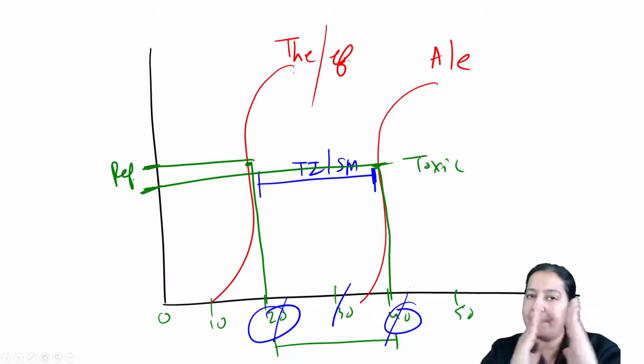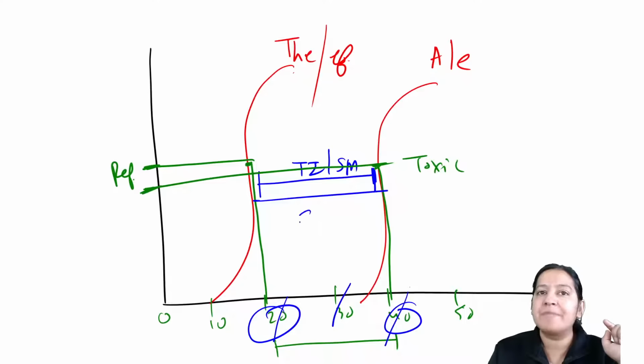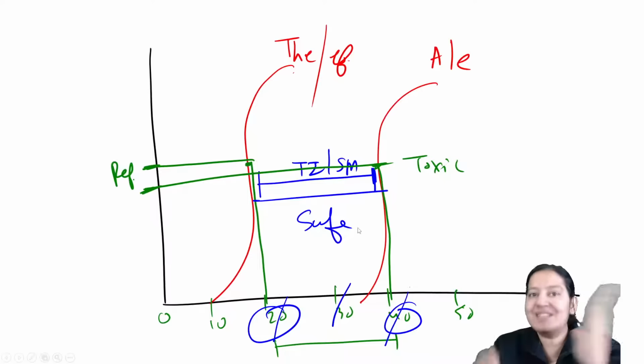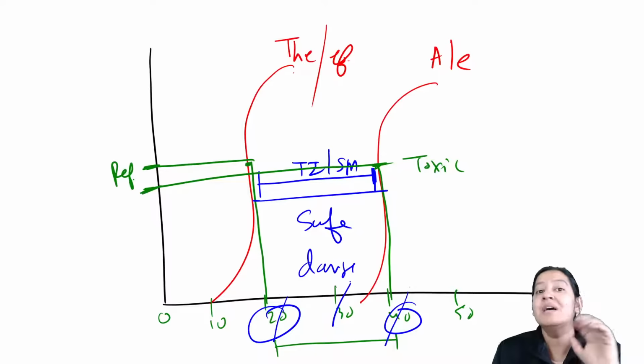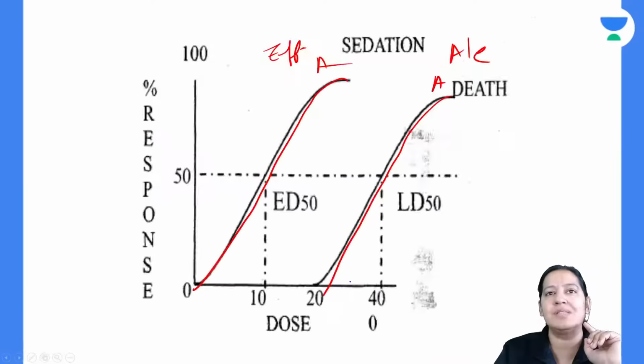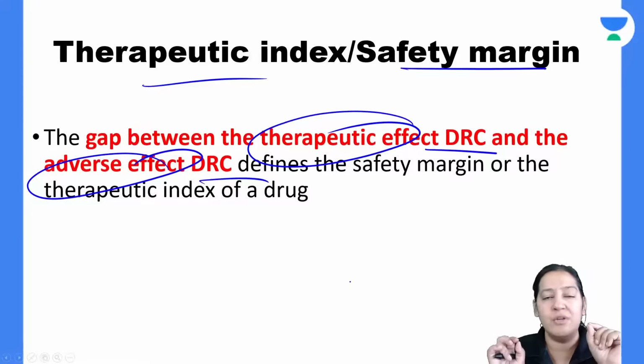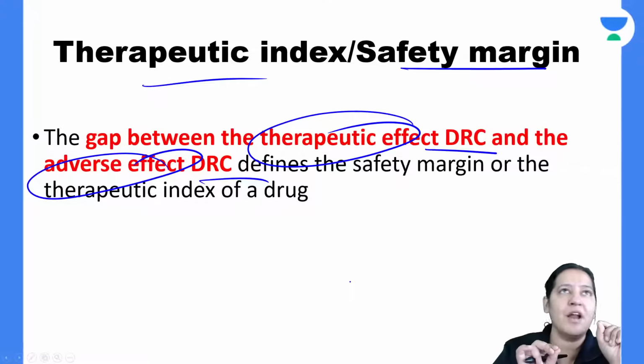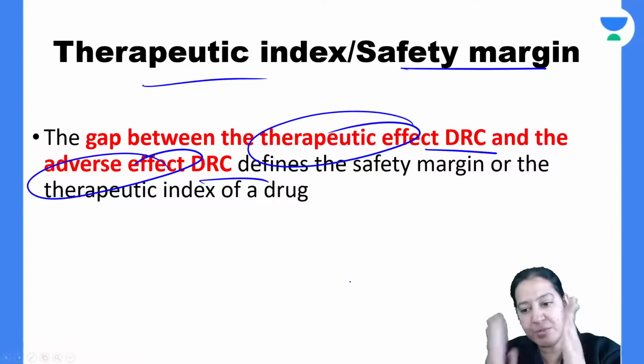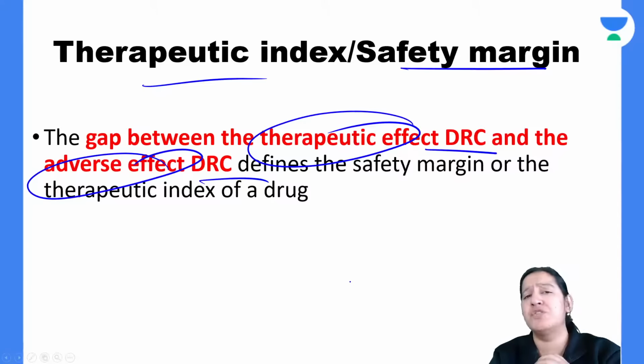So I want this gap to be more. More is this gap, safe is the drug. Less is this gap, dangerous is the drug. Just suppose the margin is very, very narrow. So you are in trouble. Like instead of 2 milligram, you cannot give 4 milligram. You have to range between 2 and 4. So you have a very narrow margin for working.